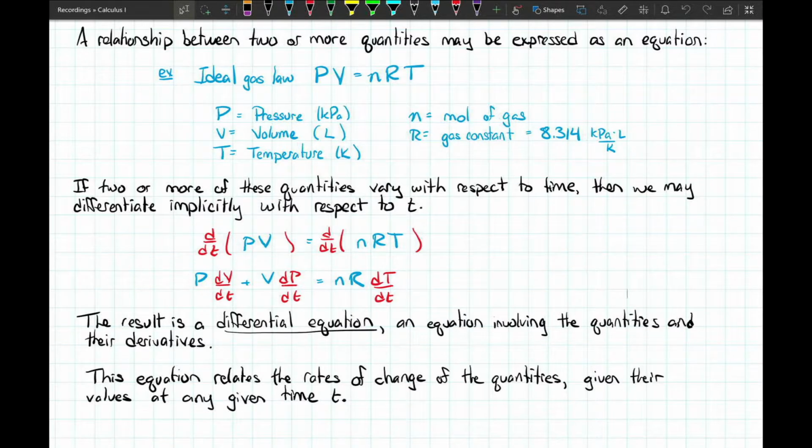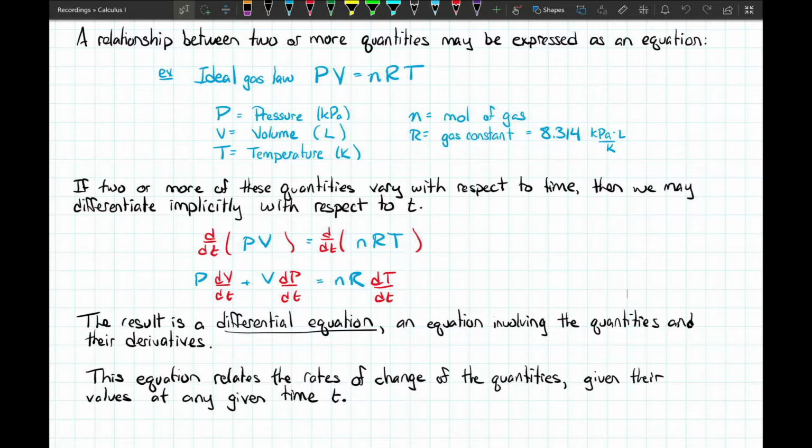We call this kind of equation a differential equation since it involves the quantities as well as their derivatives. It relates the rates of change of volume, pressure, and temperature at any given time. So we would need to know the current pressure and volume, as well as two of the rates of change, in order to calculate the rate of change of the third quantity. There's a lot we can plug in here. Our variables are P, V, and T, but we also have dV/dt, dP/dt, and, it's going to sound silly, dT/dt, where we have temperature with respect to time.